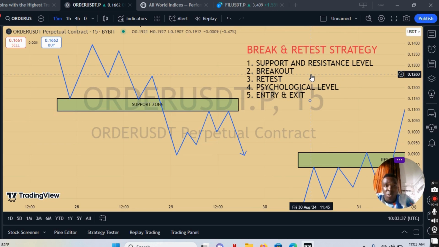Now, the next factor you should be looking out for is breakouts. After a breakout, a retest. At the retest, you look out for your psychological level on that zone, then entry and exit. These are the five important factors that you should be looking at while practicing this strategy, which I call the break and retest strategy.